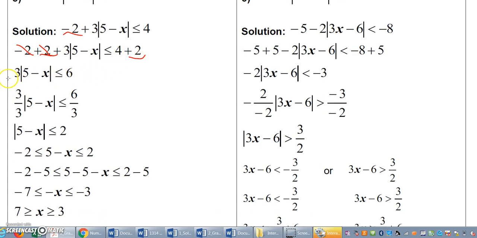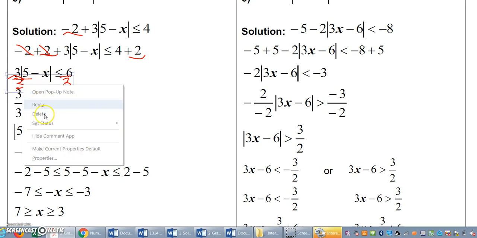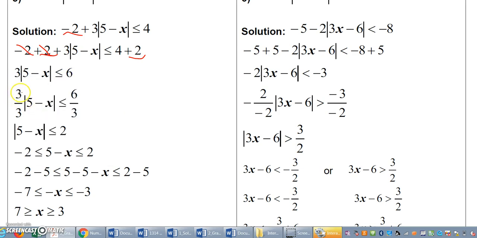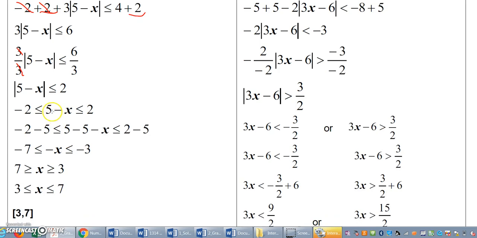Now, in order to get rid of this 3, all I have to do is divide by 3 on both sides, and I actually showed that down here. So all I have to do is divide by 3 here, and then 3 over 3 would be 1, and then I have 6 divided by 3 is 2. Okay, so now I've got the Holy Grail. I've got the absolute value isolated on the left. So now I can use the property.